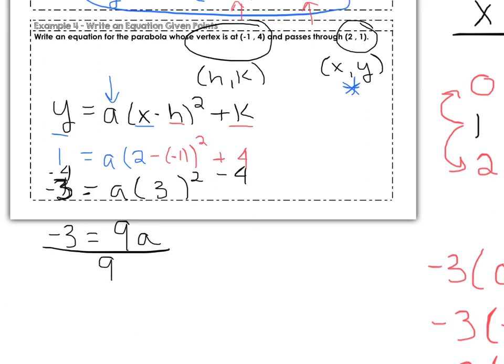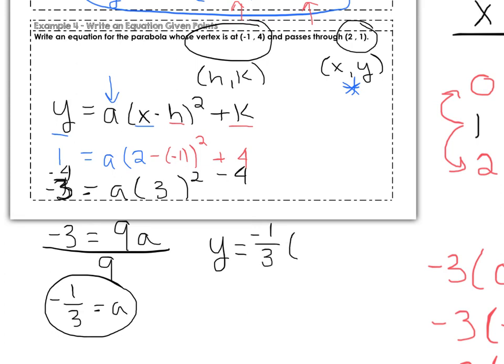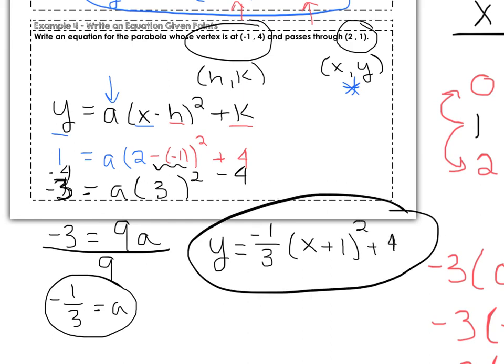Divide both sides by 9, and we get an a value of negative 1/3. So when we have an a value of negative 1/3, this means our parabola is actually going to get very wide. Okay, it's kind of getting condensed, vertically condensed by a factor of 1/3. So then, writing our final equation, y is equal to negative 1/3 times the quantity of x plus 1, we're going to simplify this part here, squared plus 4. And here is our parabola.